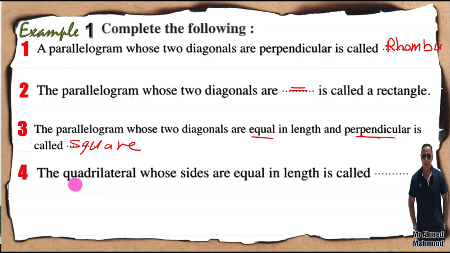Number 4, the quadrilateral whose sides are equal in length is, what? Okay, we have two shapes, square and rhombus. But here he just said the sides. He didn't say the sides and the angles. So I will choose the little one, which is the rhombus.